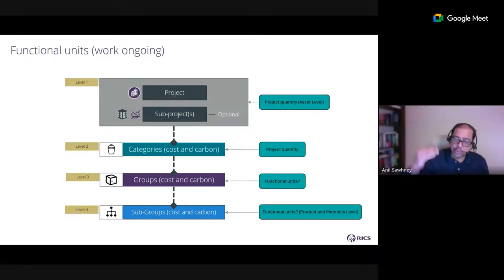Again, it brings benchmarking below one level. So not only can you say for school buildings there's a benchmark for cost and carbon, but you can also say at the structure, substructure, services level, there is a cost and carbon benchmark. So you can give better early advice to your clients or to your leadership team.